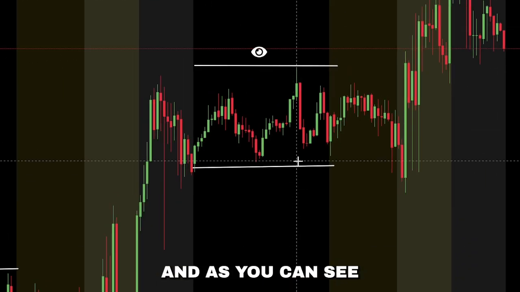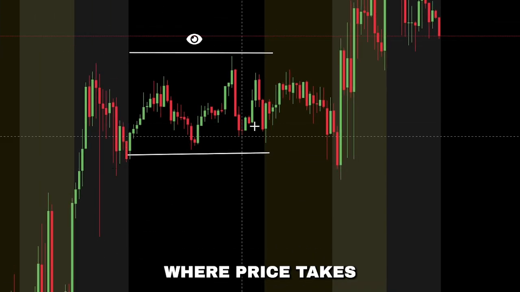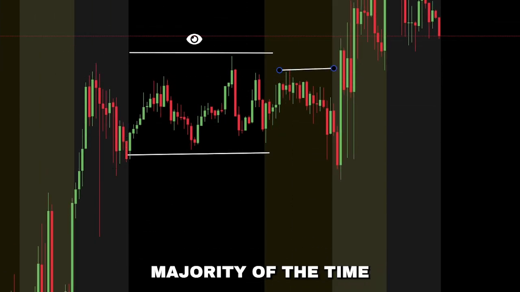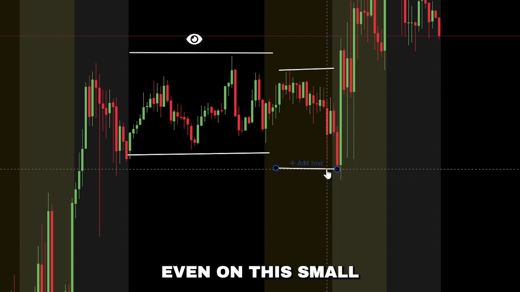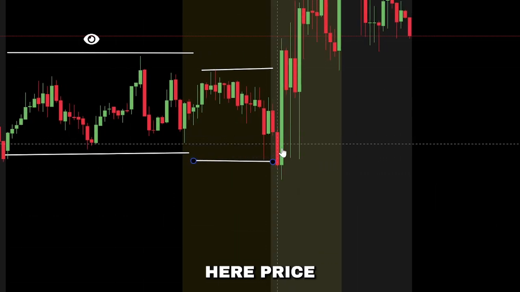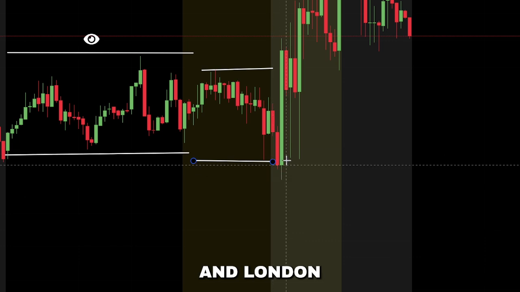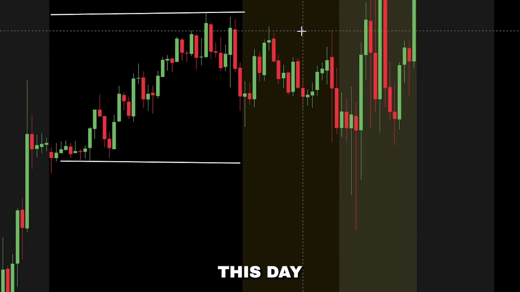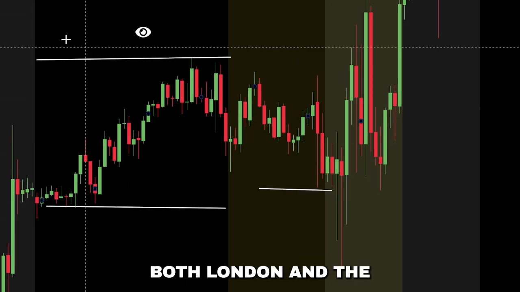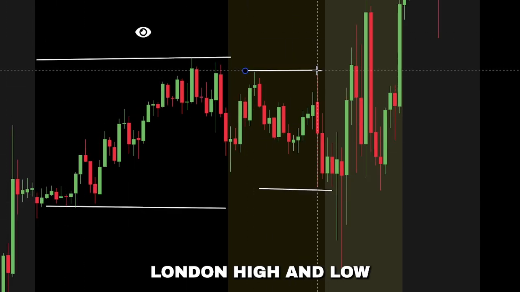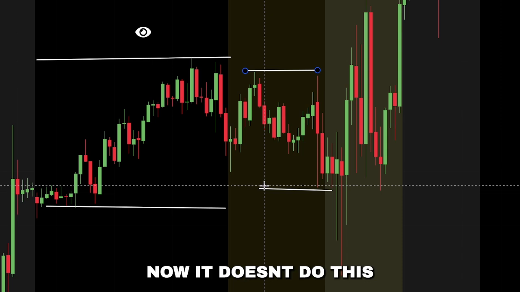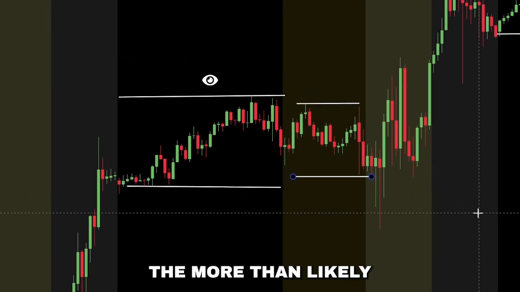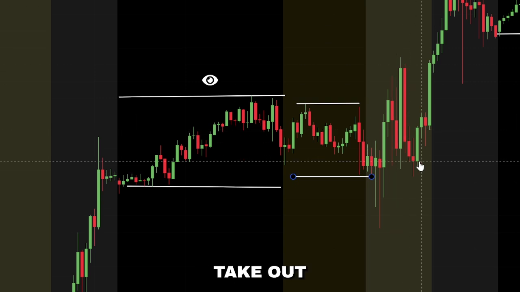And as you can see, the same thing applies to London, where price takes out London as well majority of the time. Even on this small wick right here, price takes out both Asia and London and then moves higher. The same thing happens this day, where price takes out both the London high and low before going higher. Now it doesn't do this every day, but if we're in an uptrend, more than likely it will go and then take out London high.